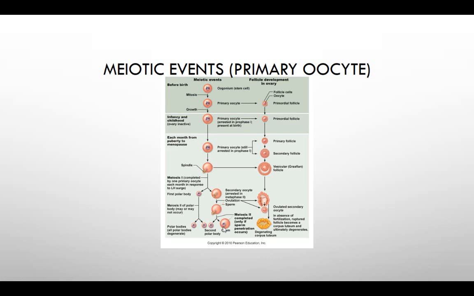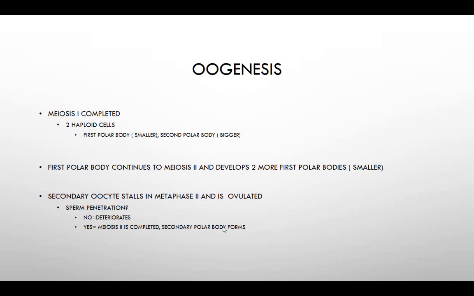Okay. So you can see that there are some pretty big differences between spermatogenesis and oogenesis that you do need to know. So I think it's really important to start with meiosis. What is that? And then apply it to spermatogenesis and oogenesis and know the differences between them. Now we're not quite done here. So the sperm penetration, if no, the egg will deteriorate. You'll menstruate it out. If yes, meiosis 2 is completed, and that secondary polar body forms like we saw with the picture.